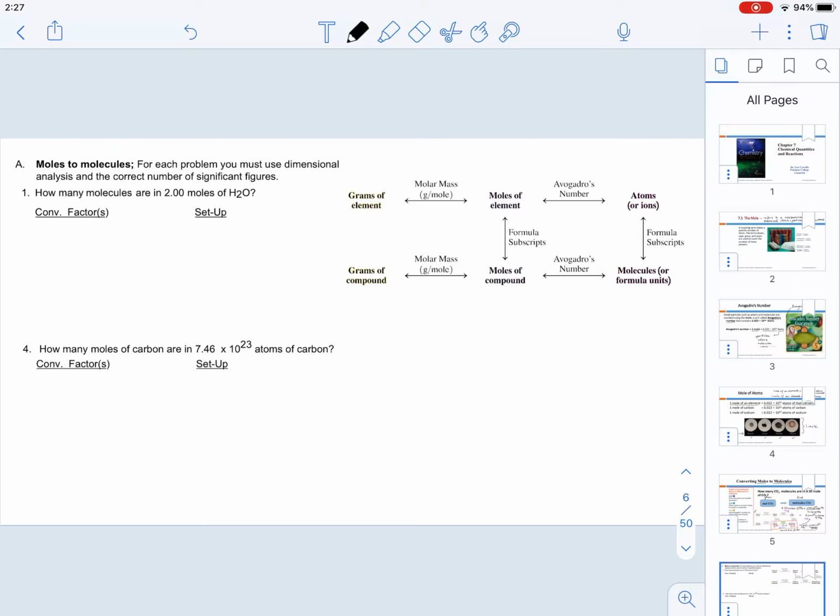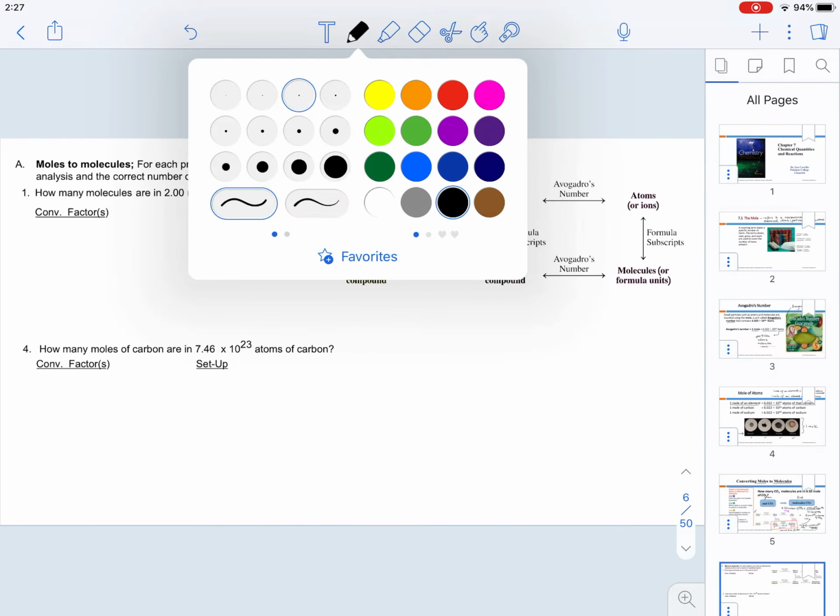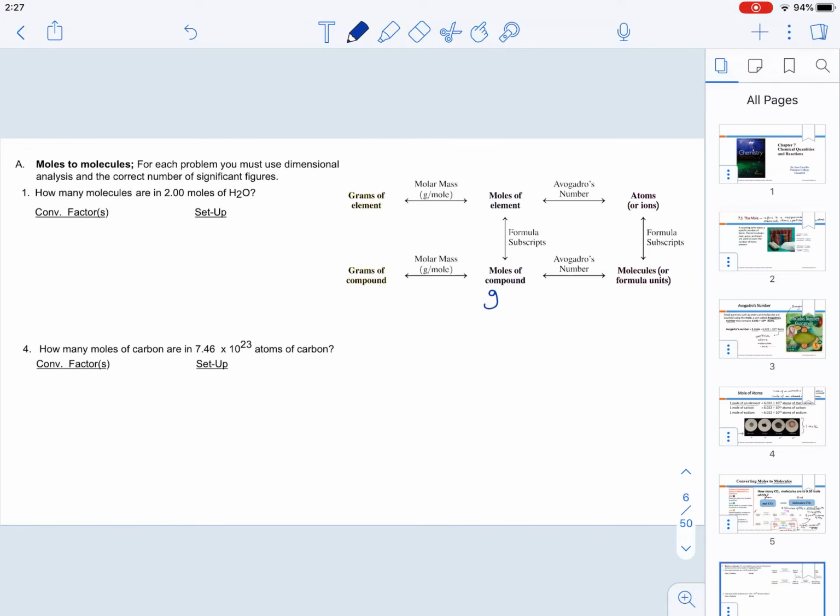So what is given is moles of a compound. What I need to find is molecules of that compound. Similar to what we did in the example, because I was given moles and I need to find molecules, I'm going in this direction. I'm going to multiply by Avogadro's number.